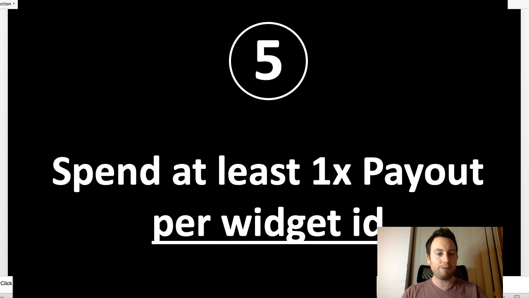So if, for example, I spent 100 quid on a placement, didn't have any conversions, and my payout was 80, I would be cutting that widget ID pretty quickly. You can set up rules to do all of this within Volume DSP, so I'd advise you to get that in place so you don't have to do these things manually.